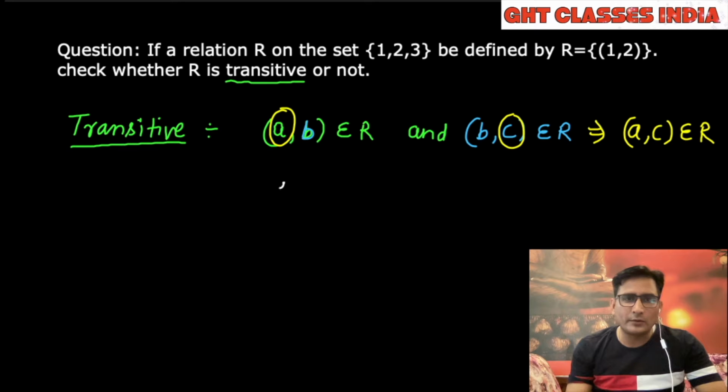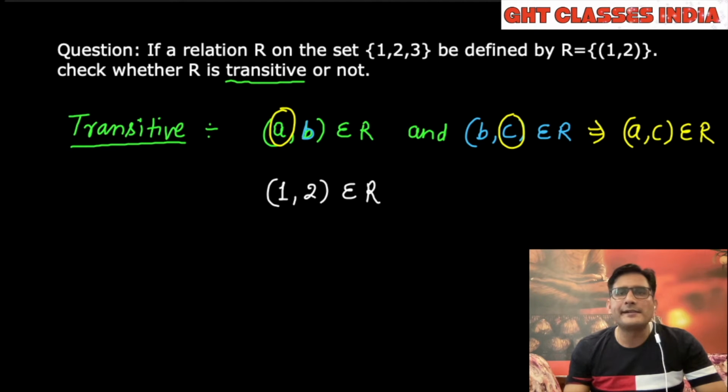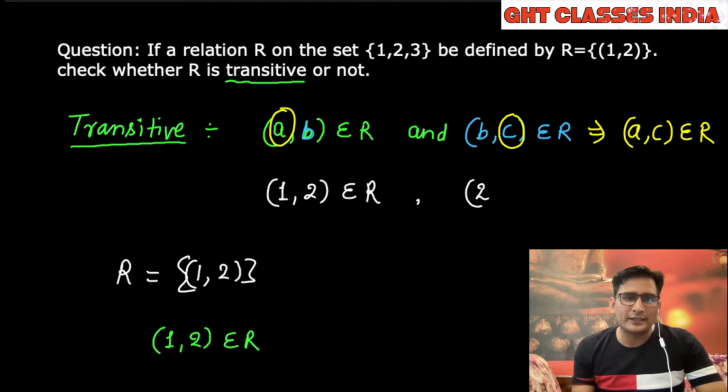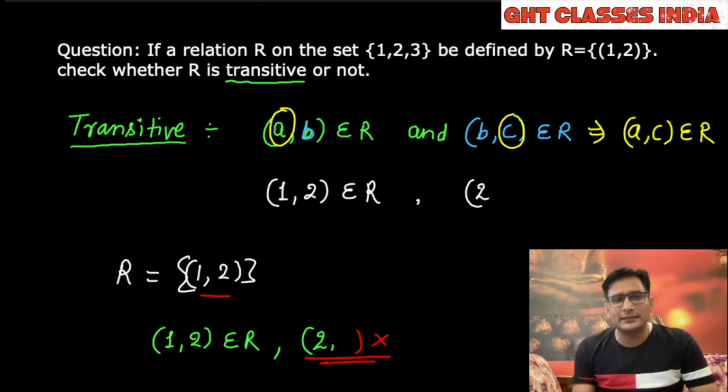It is (1, 2). If (1, 2) belongs to the relation, then we need to check whether there is any element that starts with 2 in the relation. If you look at our question, the relation is {(1, 2)}, so (1, 2) is the element here. To check transitivity, (1, 2) is here, yes, it belongs to the relation. Then we need to check whether any element starts from 2. No, no element starts from 2 in this relation. There is only a single element.